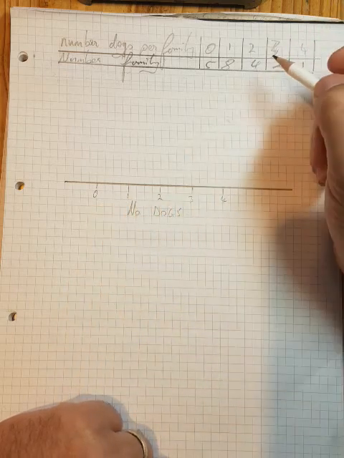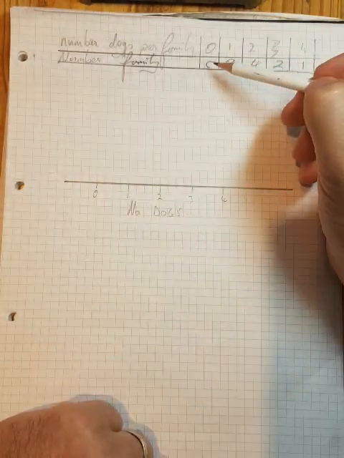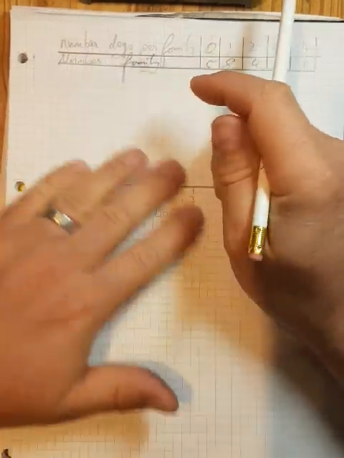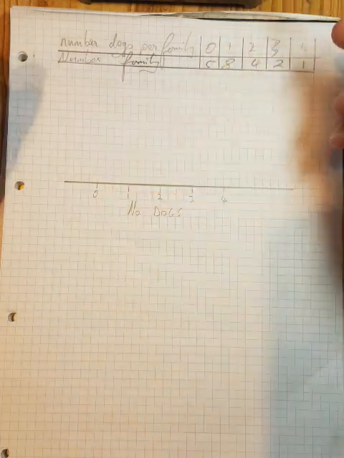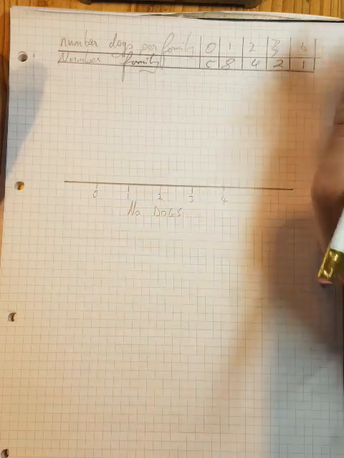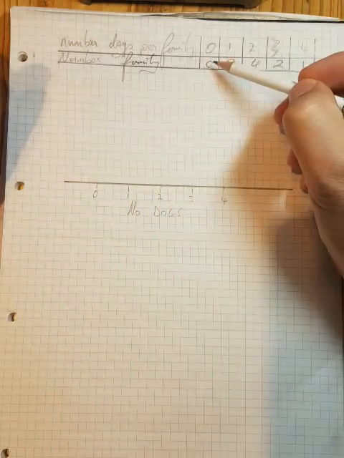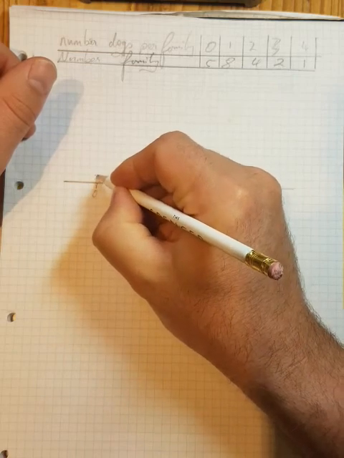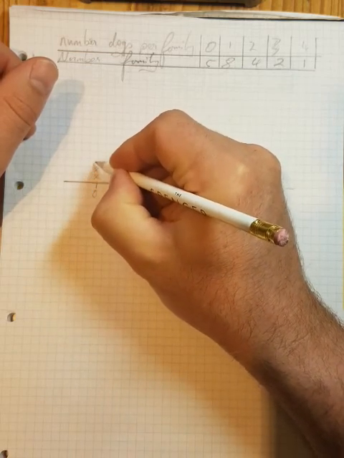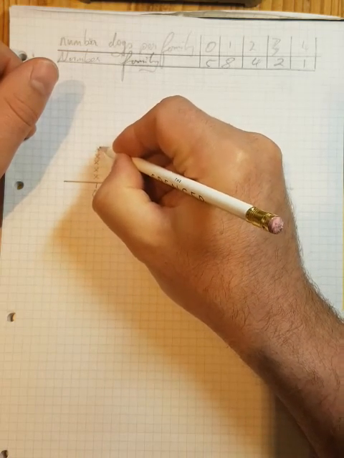Now how we do this is very, very simple. All we're going to do is put a dot or an X beside to represent the families. Each one of these dots or X's represents a specific person or value in our survey. This is an advantage that a line plot has over other types of graphs, in that we're not losing the individual data. There are 5 families that have 0 dogs, so I'm going to put 5 X's. 1, 2, 3, 4, 5.